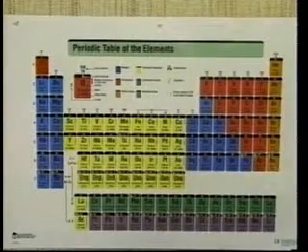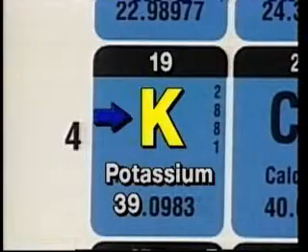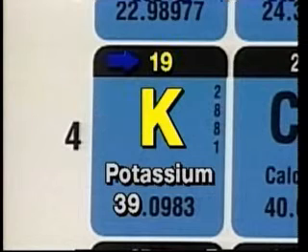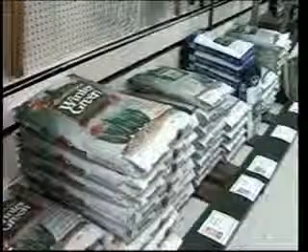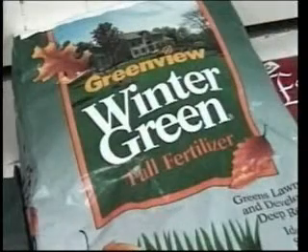According to the table, the symbol for potassium is K. The atomic number is 19. And the atomic mass is 39. The element potassium, incidentally, is found in compounds used in fertilizer and also in photography.